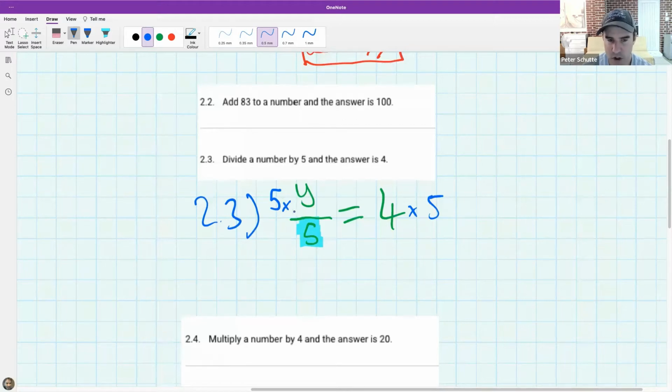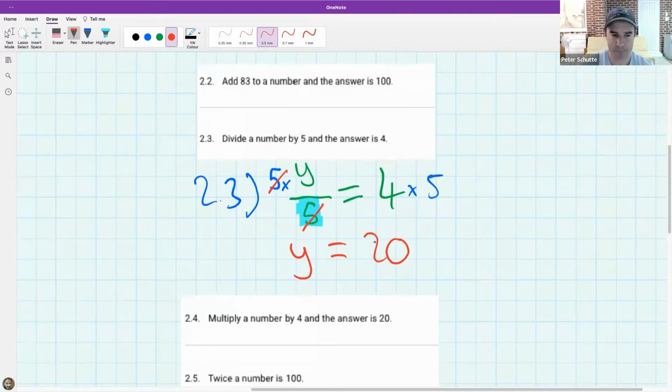But I don't just do it to one side, I do it to both sides, because otherwise I would unbalance the equality. So what is 5 over 5? It's just going to be 1. And then I've got my lovely lonely y all by itself. What is 4 times 5? It's going to be 20. And if we look back at that original equation, 20 divided by 5 will give me 4.